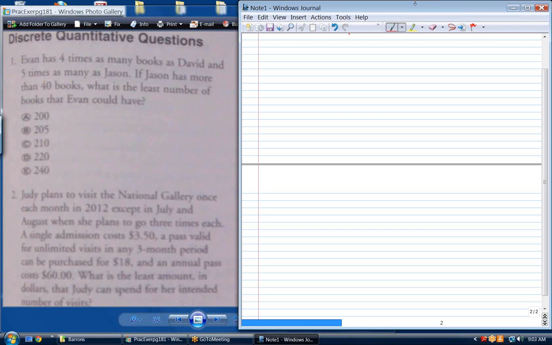These are in a category called discrete quantitative questions. And I apologize for the blurriness of it. If you can't read anything there, let me read it out loud. Evan has 4 times as many books as David and 5 times as many books as Jason. If Jason has more than 40 books, what is the least number of books that Evan could have?